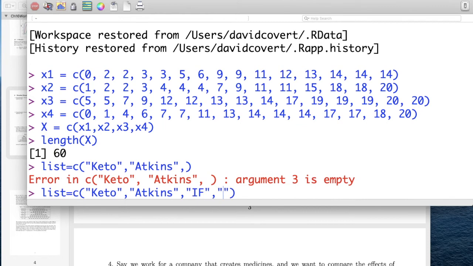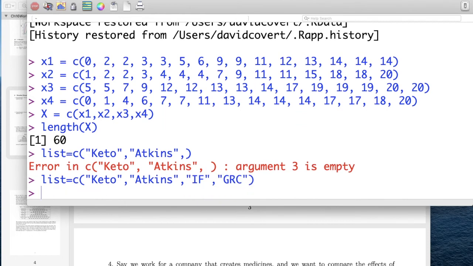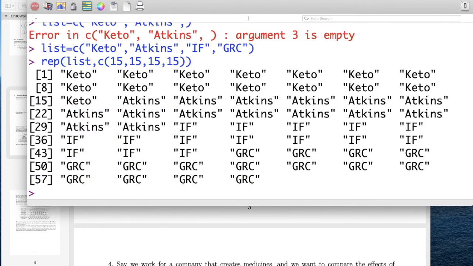Intermittent fasting and generic calorie restriction. So those are our diets. And then I'm going to repeat this list 15 times each. So 15, 15, 15, and 15. And so here, these are the lists repeated. So these values repeated 15 times in the list.